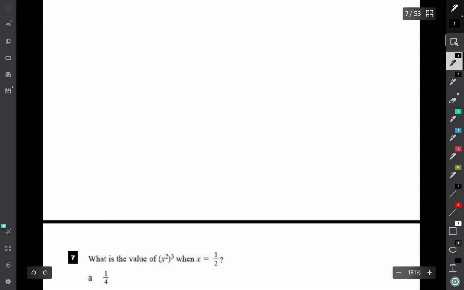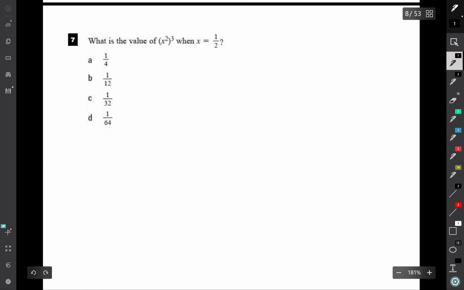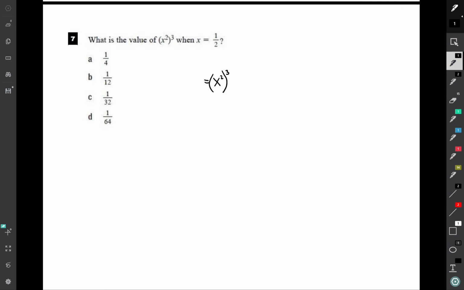Number 7. More exponent laws. Okay, so what is the value of x squared raised to the exponent of 3 when x is equal to 1/2? Okay, so again, I'm going to write the expression back out. So x squared all to the exponent 3. So before I plug in my value of x, I'm going to use exponent laws to simplify.